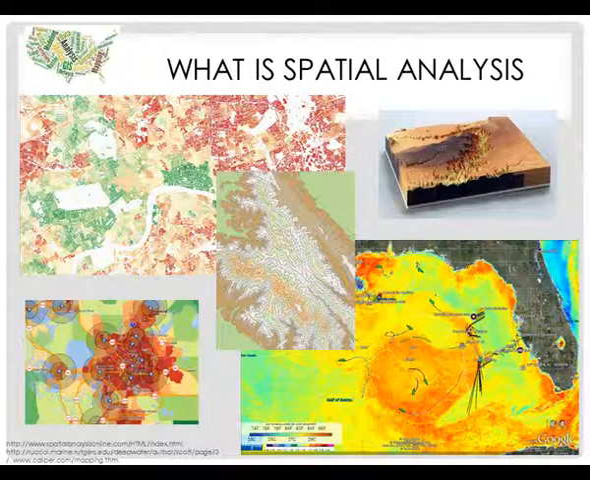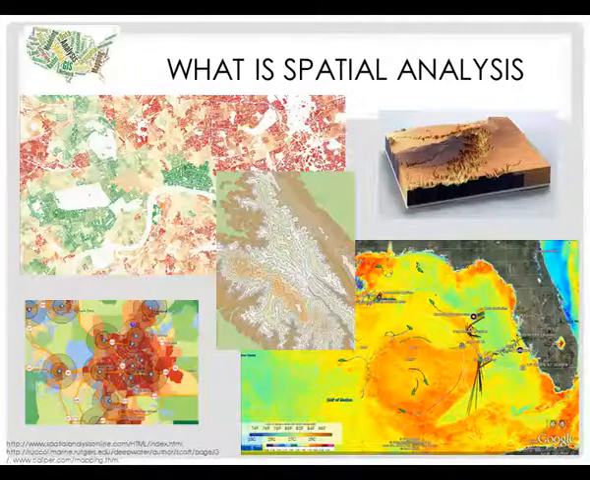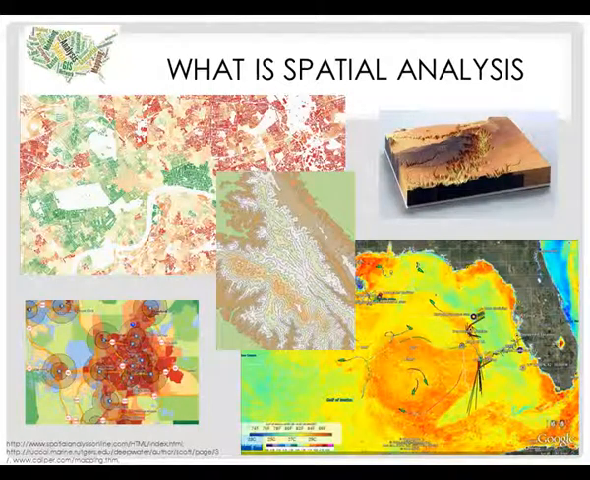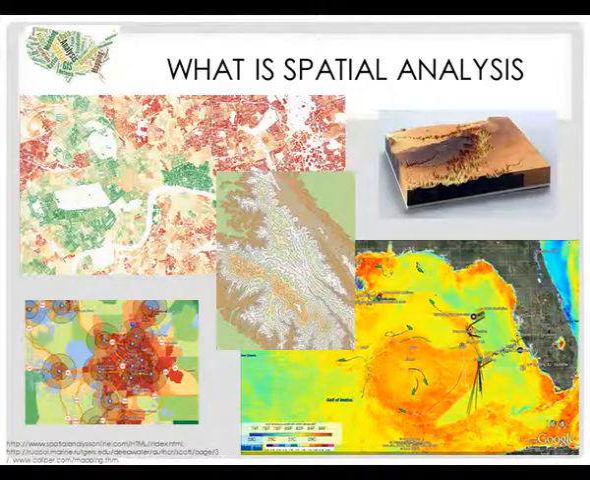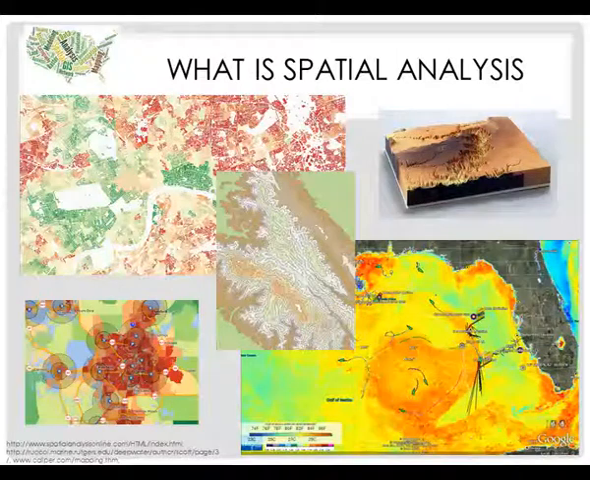So first of all, the concept of spatial analysis. Your book talks about a simple definition of spatial analysis, which is essentially this. It's a set of analysis techniques that can be applied to data which is spatially referenced. That is, that it's placed on at least a two-dimensional coordinate system.